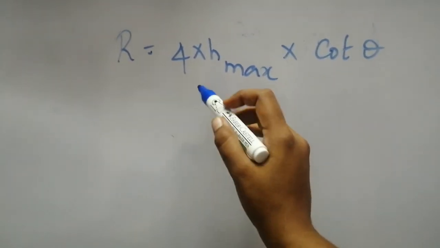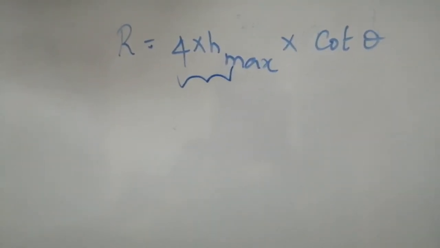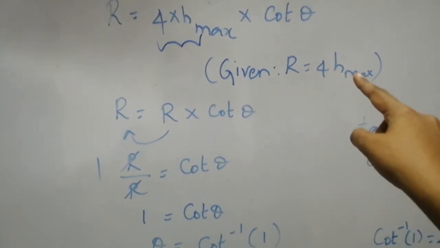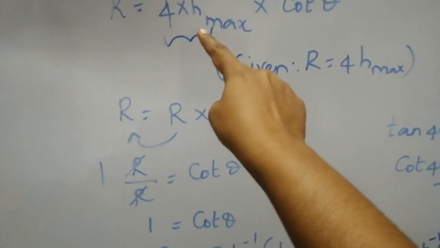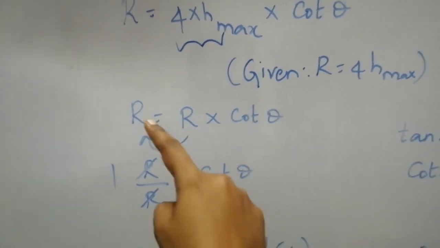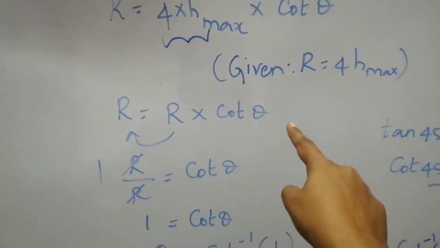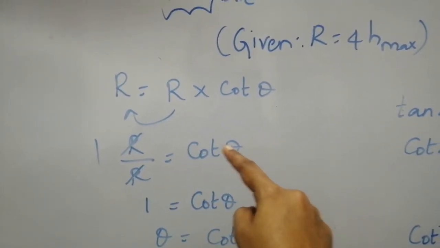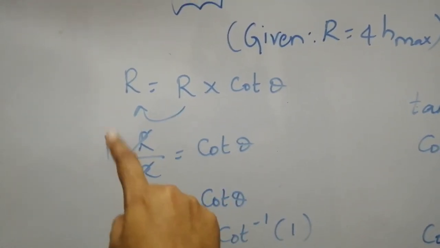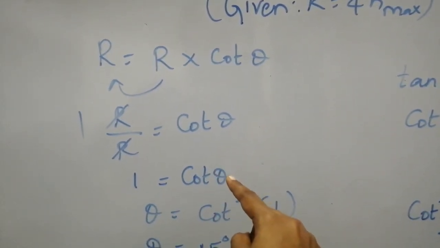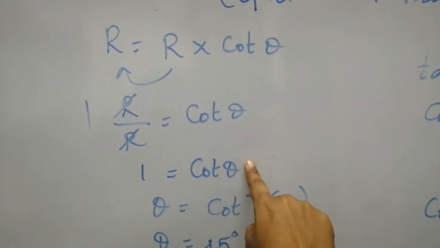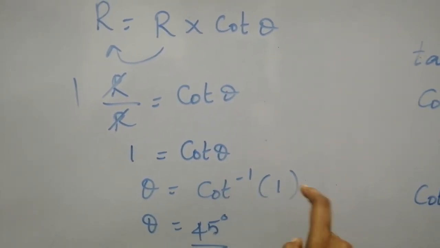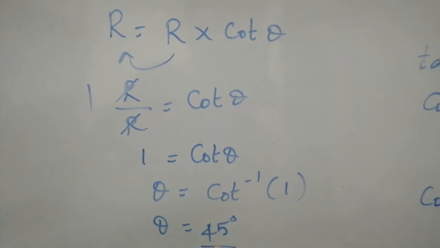In the question itself they have given that the range is 4 times h max, so R is equal to 4h max. So instead of 4h max, you can simply write R. So R is equal to R into cot theta. Bring this R to the other side, it becomes R by R equal to cot theta. When you cancel R and R, it becomes 1. So 1 is equal to cot theta. I want to find the angle theta only, so theta is equal to cot inverse of 1. So the angle is 45 degrees.